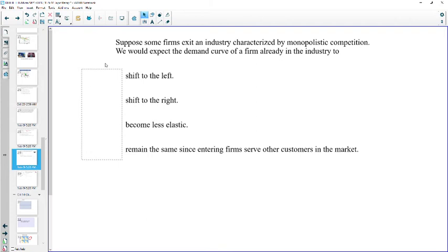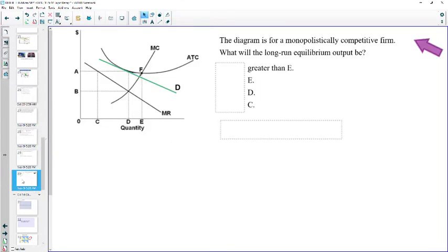Suppose some firms exit an industry. We would expect the demand curve of firms who are already there, who haven't left, to shift to the right, which is the same thing as shifting up. Finally, this is a long-run equilibrium situation because the demand curve is just tangent to the average total cost curve. The equilibrium output, again, is going to be where marginal cost and marginal revenue meet at D.